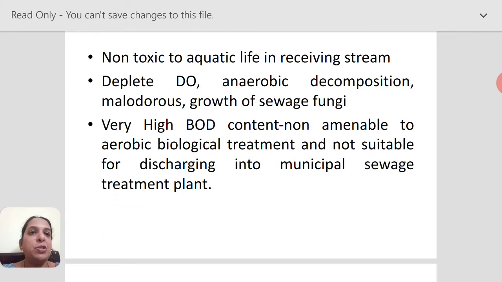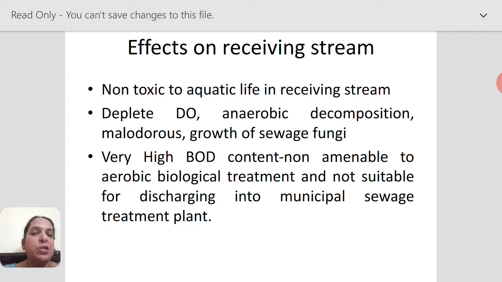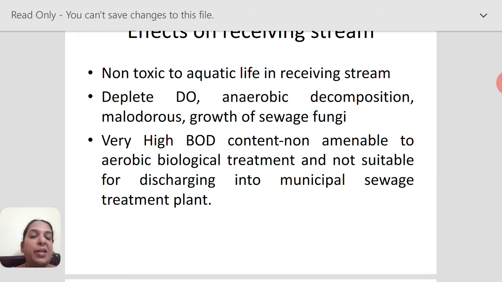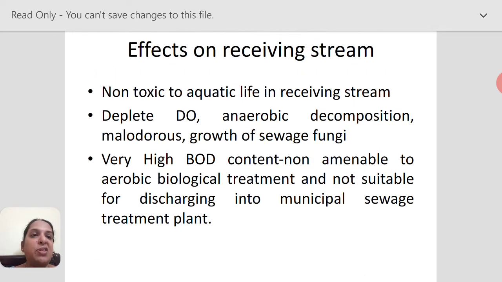So, what are the effects on the receiving stream when this wastewater is discharged into the stream? Normally, this wastewater is non-toxic to aquatic life in the receiving stream, but what happens is it will deplete the dissolved oxygen because of the high amount of biological matter, that is, your BOD substances here. Since it depletes the dissolved oxygen, there will be an anaerobic condition. This anaerobic condition, as we know, leads to malodorous situations, and growth of sewage fungi is also possible in a stream.